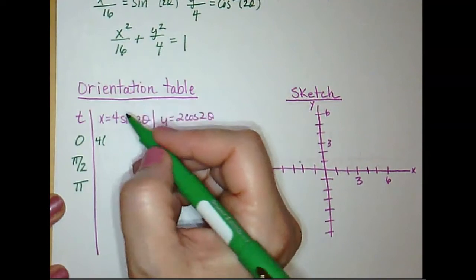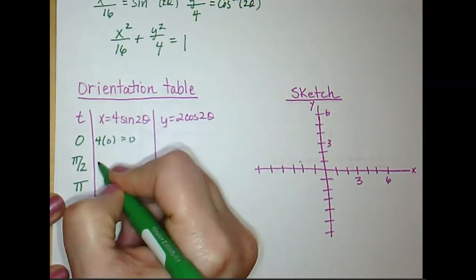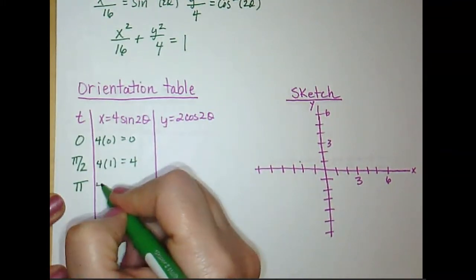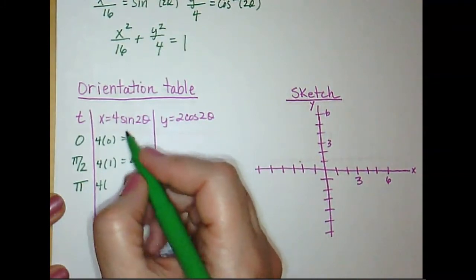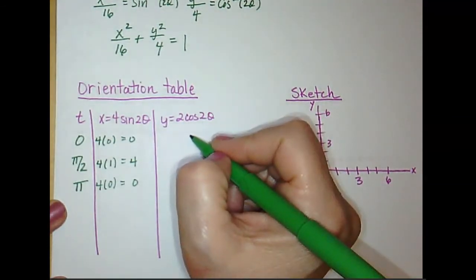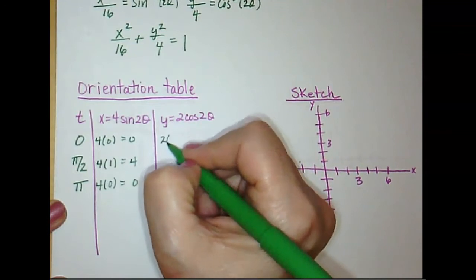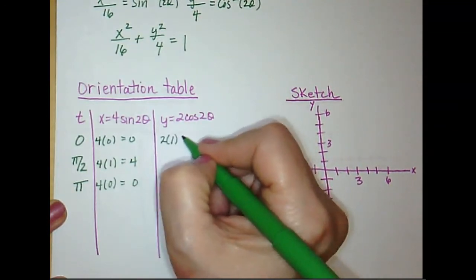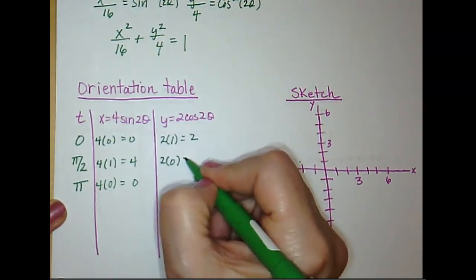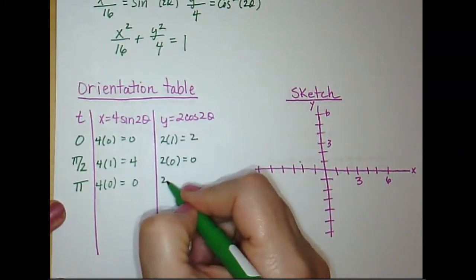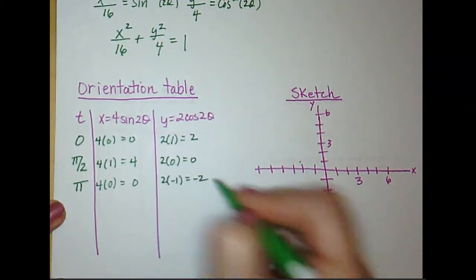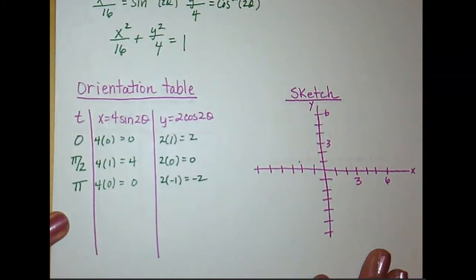of 0. So that's going to be 0, so that equals 0. And then I'm going to do 4 times sine of pi over 2, which is 1, which is going to give me 4. Then I'm going to do 4 times sine of pi, which is 0, and that's going to give me 0. All right, then I'm going to come over here to my y equation, and I'm going to do 2 times cosine of 0, which is 1, which is 2, and 2 times cosine of pi over 2, which is 0, and that's 0. And then I'm going to do 2 times cosine of pi, which is -1, which is going to be -2. And I think that's going to be enough to be able to show me my orientation.